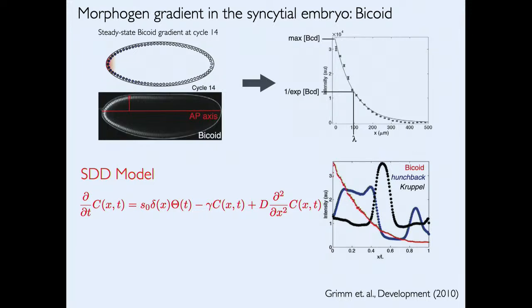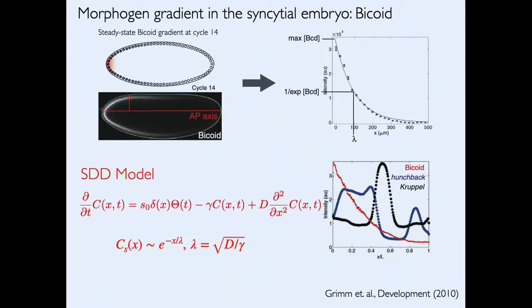Now, if you have such a model, it is clear that you have degradation and a source, and the competition between these two will give rise to a steady state profile, which is time independent. The steady state is an exponential profile, where the length scale, the length of the gradient, is controlled entirely by the diffusion coefficient and the degradation rate.